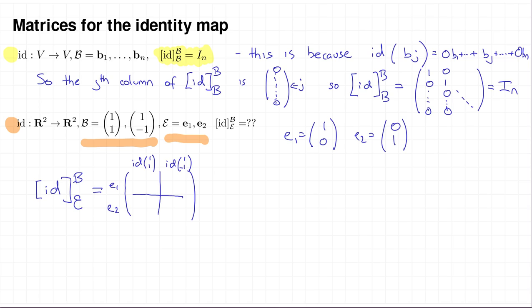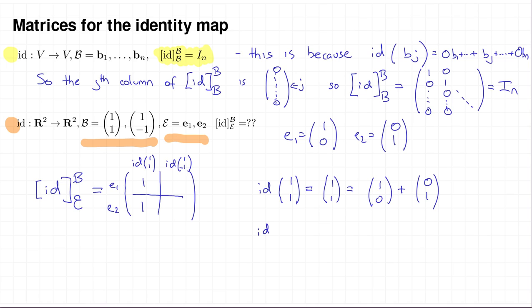So to figure out which numbers go in this matrix, we have to work out the identity applied to the first element of the initial basis. We have to express this as a linear combination of the elements in the final basis. The final basis is the standard basis, E1 and E2. So the identity applied to (1, 1), well, that's just (1, 1) again, and that is 1 times (1, 0) plus 1 times (0, 1). So what goes in this first column is 1 and 1.